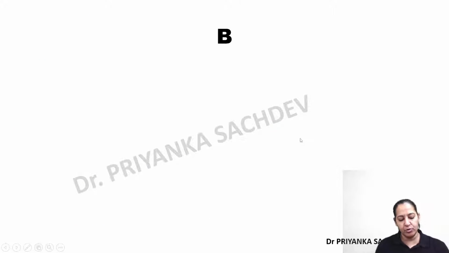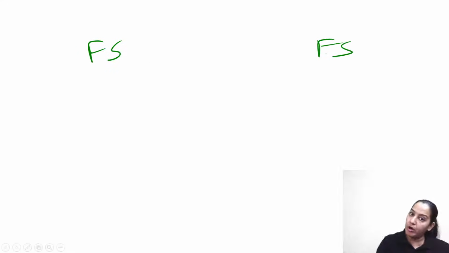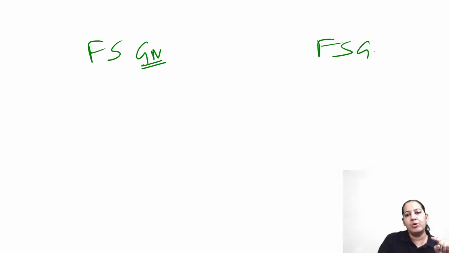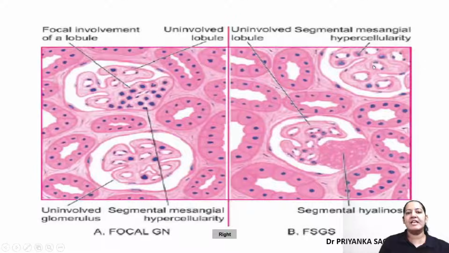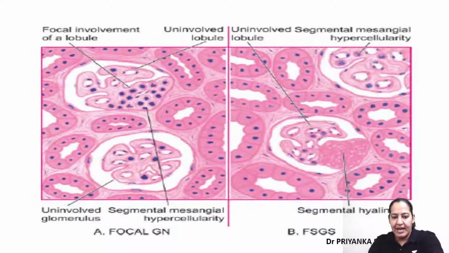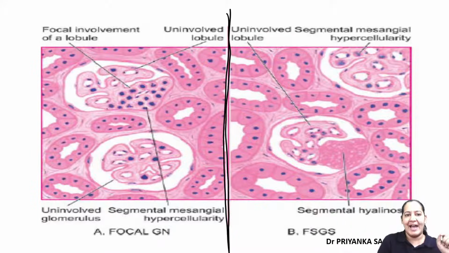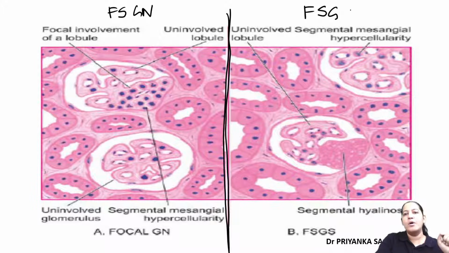Now I am going to teach you two diseases, right? Both of them are focal and segmental, but one is glomerulonephritis and one is glomerulosclerosis. You got my point? Now see the two slides in front of you. Let me explain you the two slides first. This is a slide of focal segmental glomerulonephritis. And this is a slide of focal segmental glomerulosclerosis.